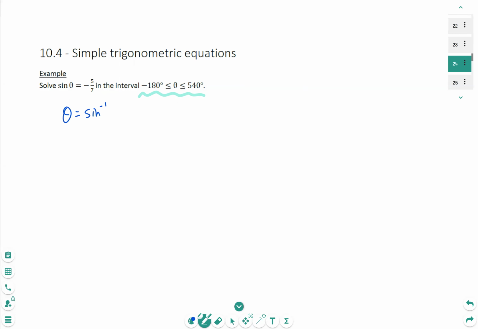So we'll do inverse sine of negative 5 over 7, which is minus 45.6 degrees. As soon as we inverse sine, what do we need to do? A class diagram. Okay, so minus 45.6 degrees is here. For sine to be negative, you should reflect it in, hopefully in your class diagram, you would have drawn the line here. So that's 45.6 degrees.